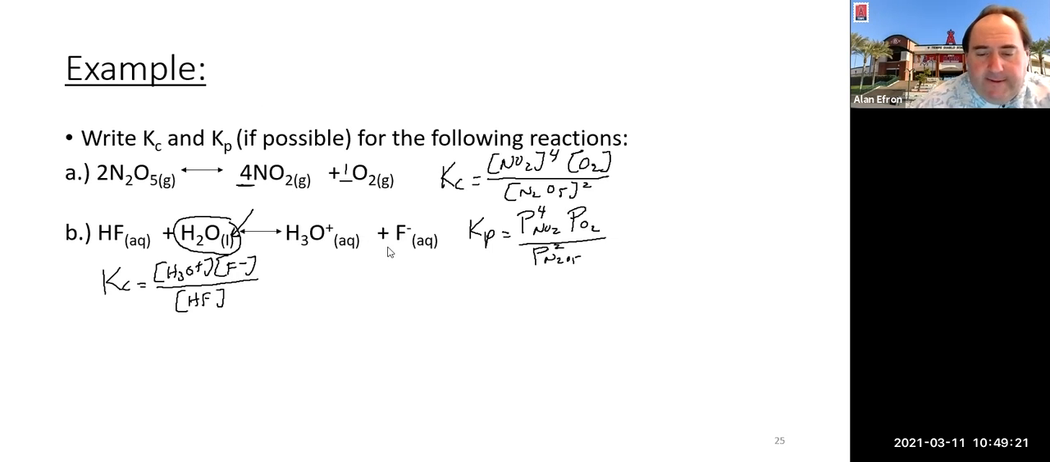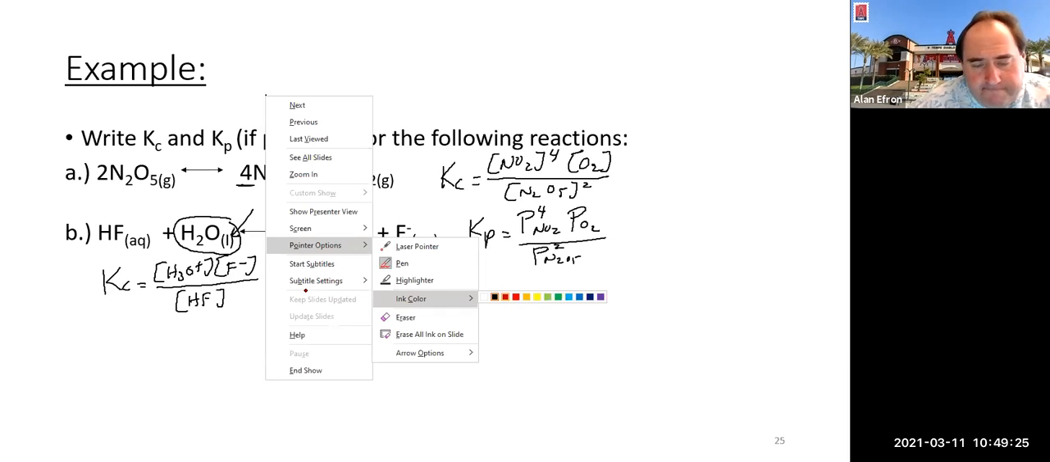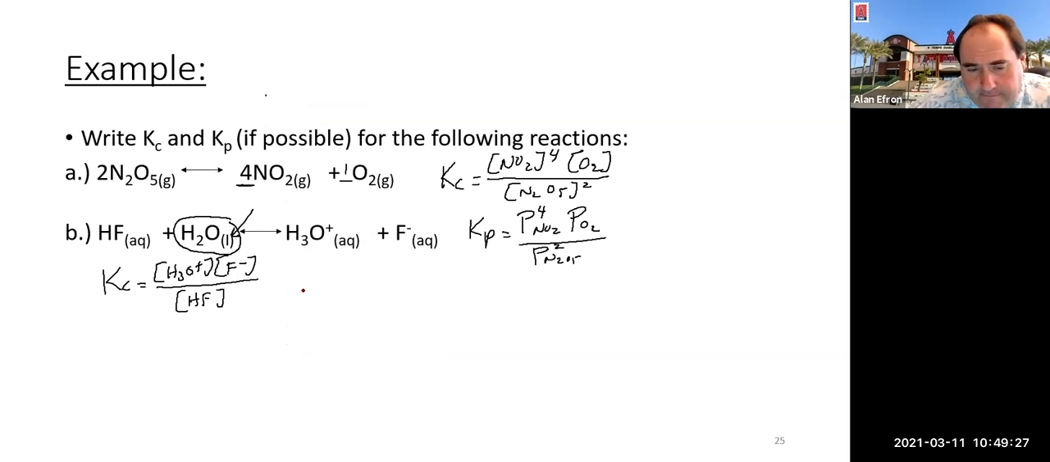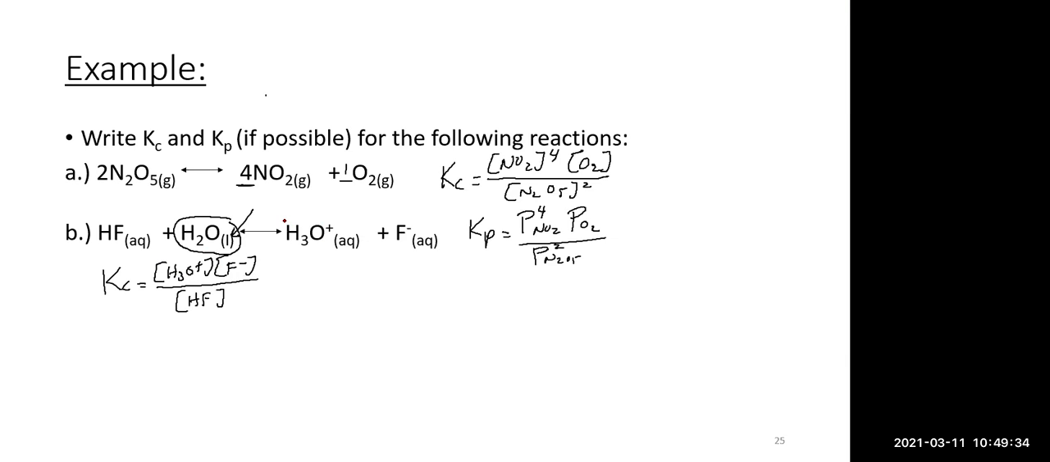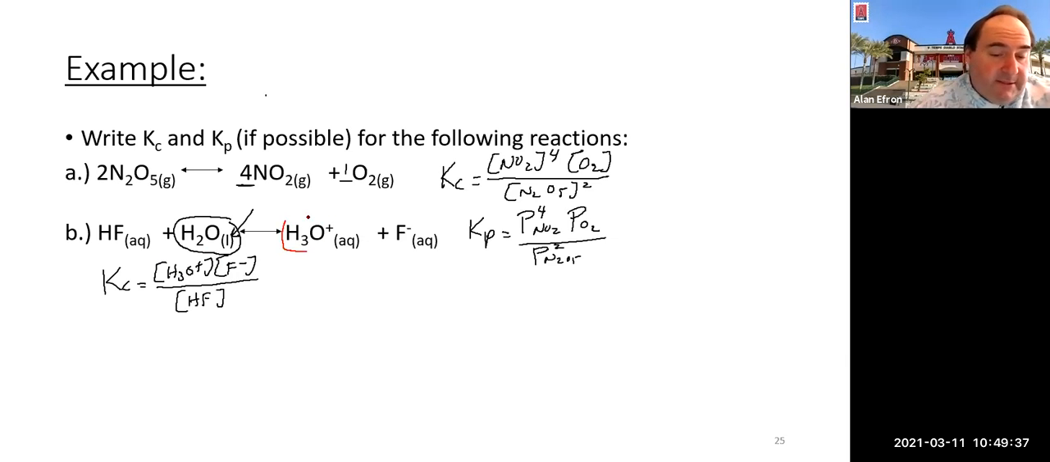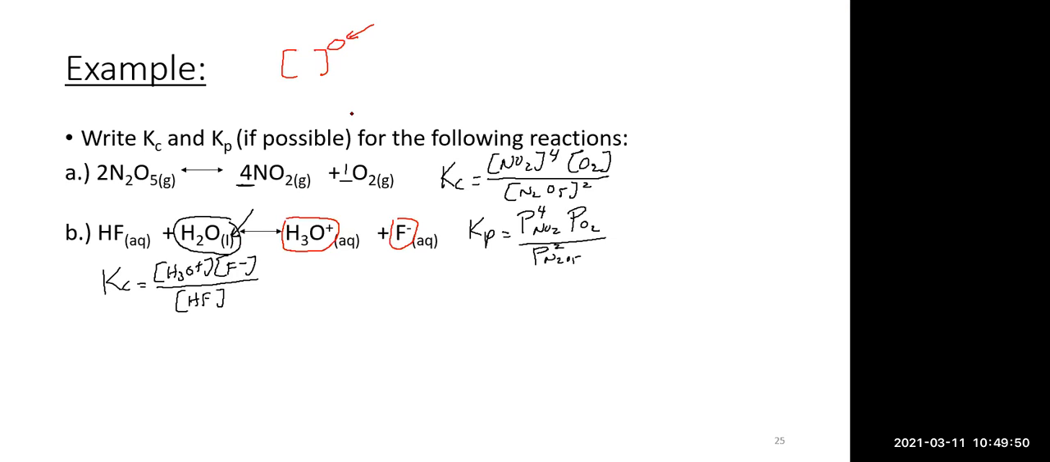Yes, Professor. For the second one, for part B, we include the plus and the minus charges inside of the brackets, right? Yeah, so basically the brackets just mean concentration, and it's the concentration of this whole thing. So that's H3O+, so the plus goes with it. And the F- would go with it too. So the only thing that would go on the outside of any brackets would be a coefficient as the exponent. Okay. Other questions?